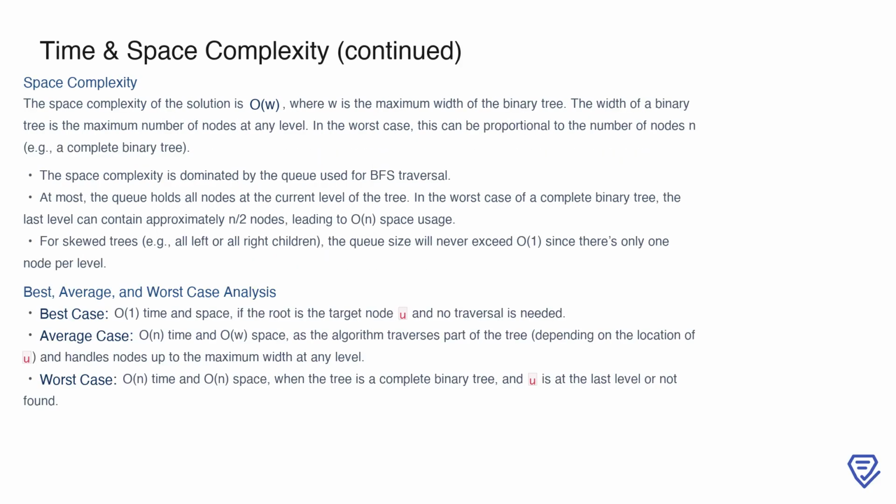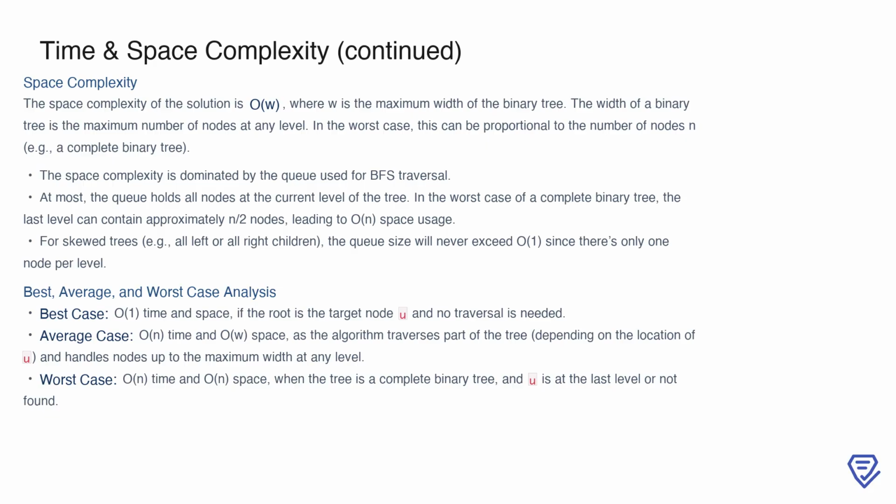The space complexity of the solution is O(w), where w is the maximum width of the binary tree. The width refers to the largest number of nodes at any single level of the tree, and in the worst case, this width can be proportional to n, the total number of nodes, such as in a complete binary tree. The space usage is primarily dominated by the queue used in the BFS traversal.